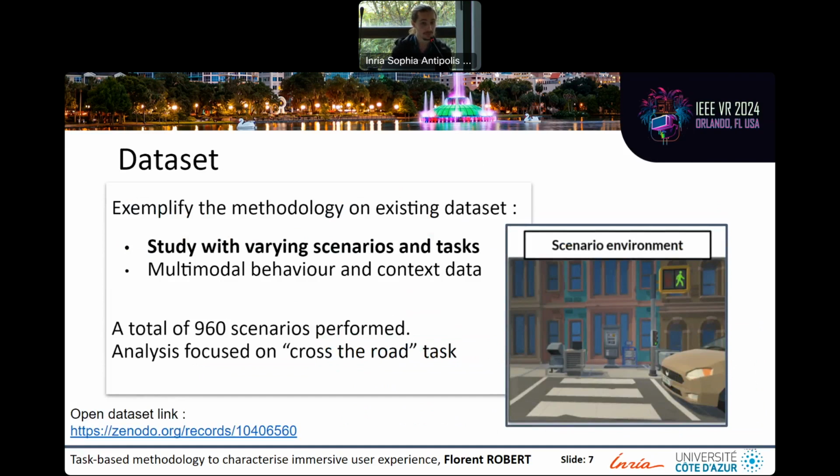To exemplify the usage of this methodology, we used a dataset from a study we made in our previous work, in which users were placed in a simulated exterior environment in which they had to do some diverse interactions, and they had to cross a road with simulated car traffic and simulated traffic light states, which some of you may have done. In this dataset, we collected a total of 960 scenarios, and for this analysis we focus on the task to cross the road only.